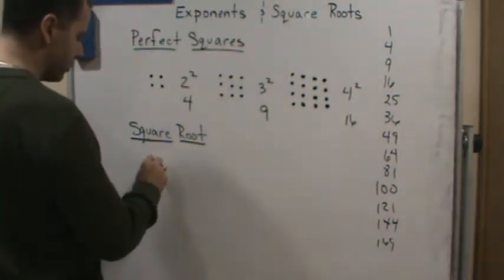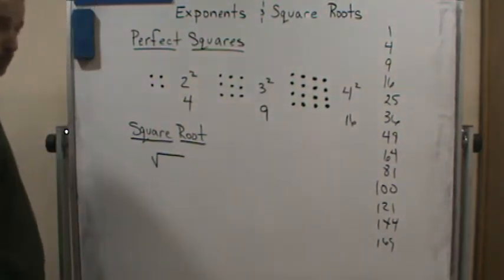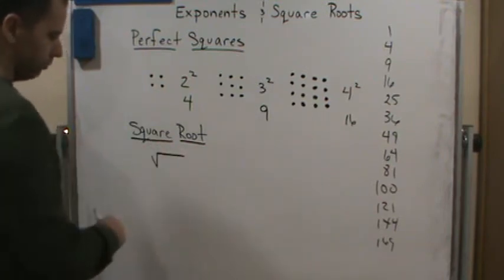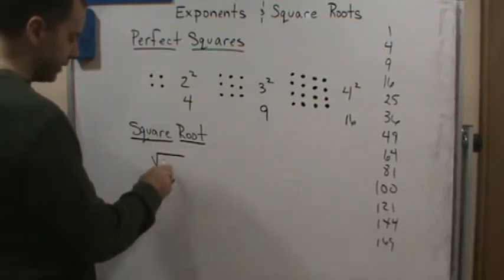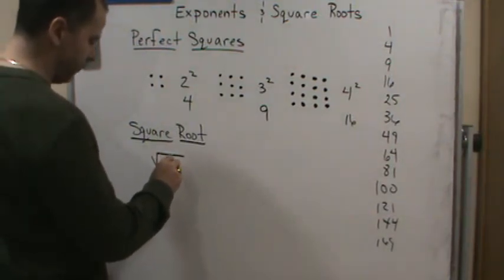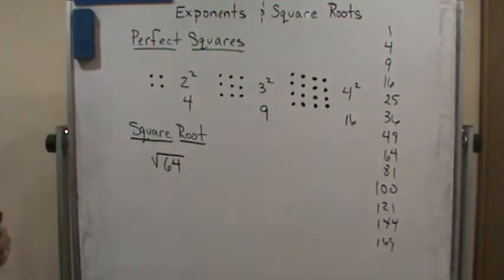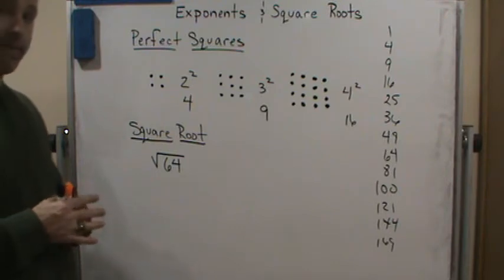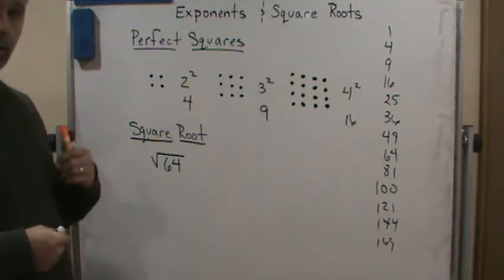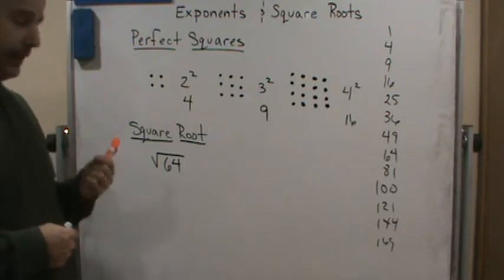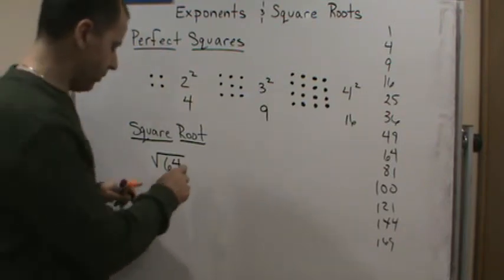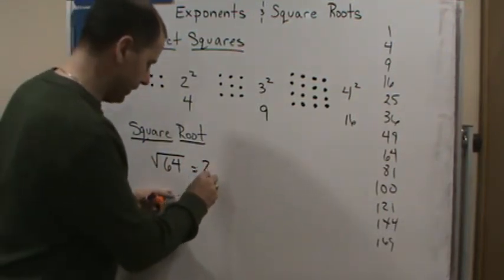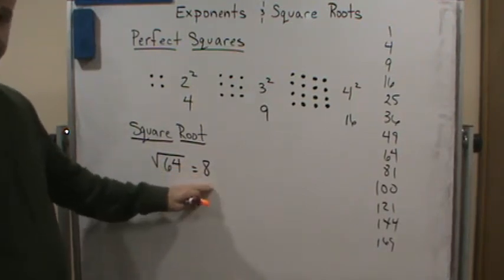So if I want the square root, the symbol for a square root is this. This is what we call the radical sign. What goes underneath is what we call the radicand. So let's say 64. Let's read this. This is saying the square root of 64, meaning we want to find a number such that when we square that number, it will give us 64. And that is the square root. So what number, when we square it, will give us 64? That's 8. So the square root of 64 is 8.